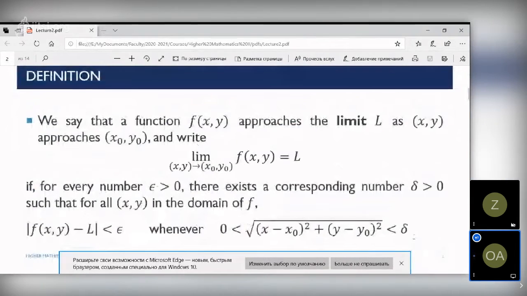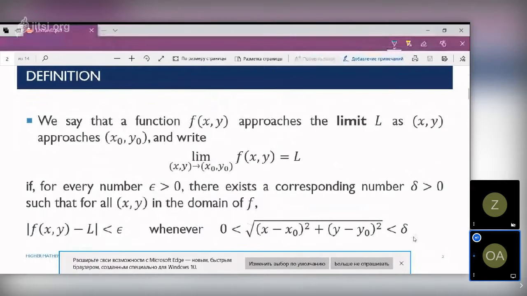To start from the definition, we say that a function f of x, y, this is our function, approaches the limit L as x and y approach x0 and y0, and we write limit as (x, y) approaches (x0, y0), the function f of x, y approaches the limit L. In a function of a single variable, we have a similar notation, which is limit as x tends to x0, f of x approaches L.